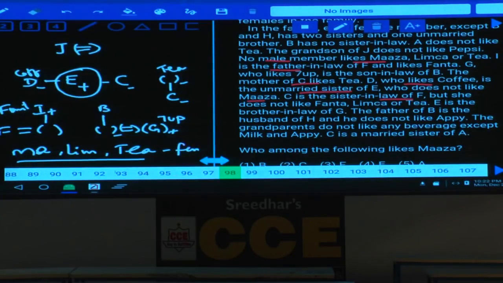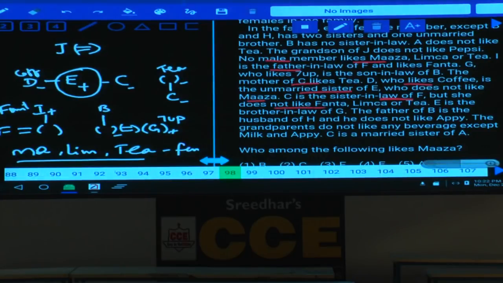C is the sister-in-law of F. F should have a sister-in-law. Sister-in-law means spouse's sister. Now F's spouse is there. Among these four persons, only one male is there, that is E, who is unmarried, and the remaining two are females. Are those two females married or not? Those two females are married, D is unmarried. Hence C is the sister-in-law of F, which means F is the husband of one of the sisters of C, isn't it?